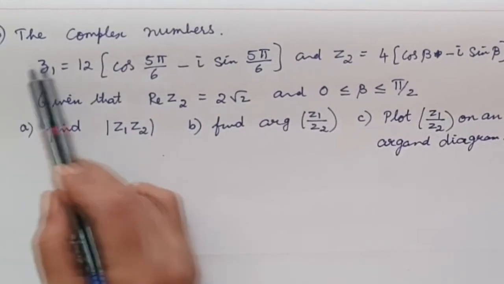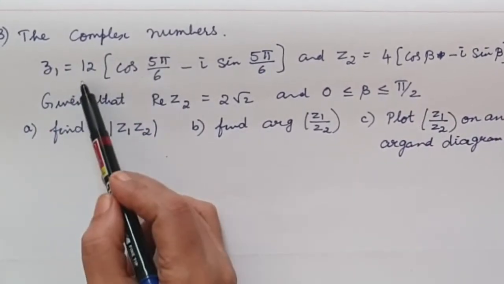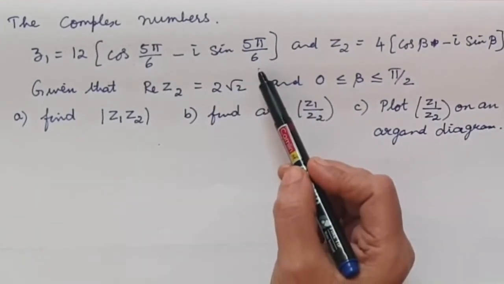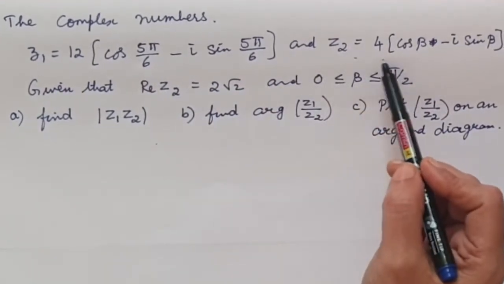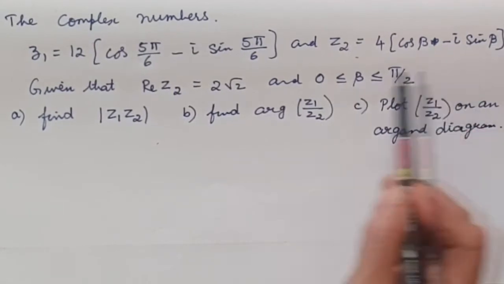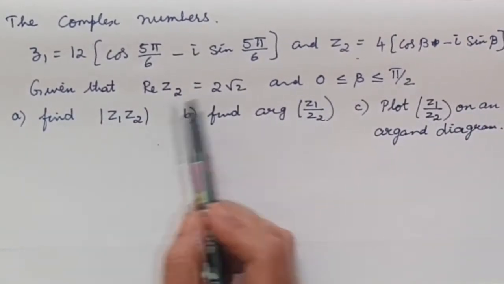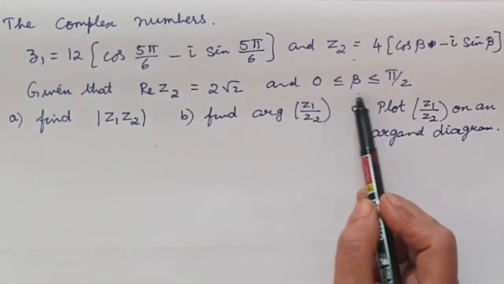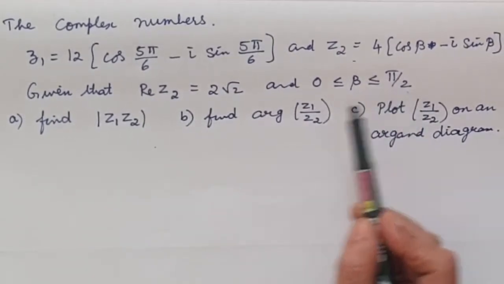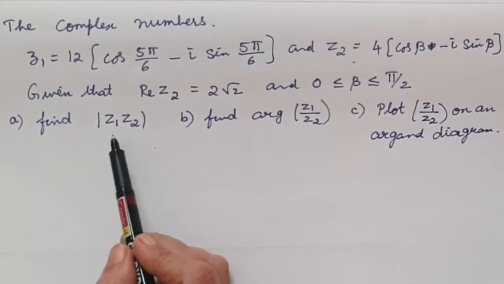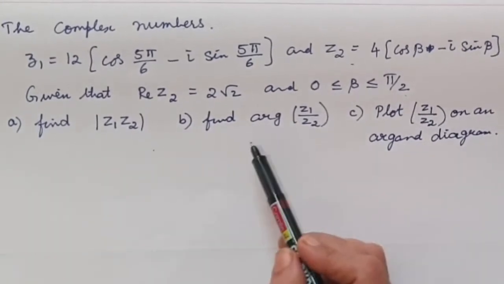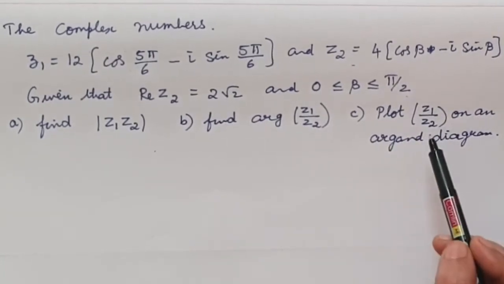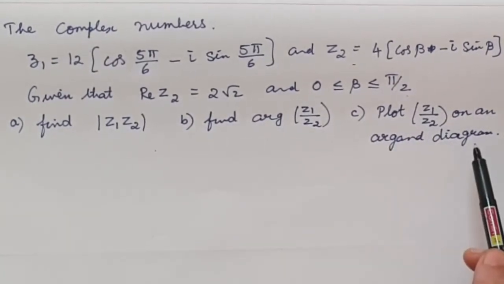The third question: the complex number z1 equal to 12 cos 5 pi by 6 minus I sin 5 pi by 6 and z2 equal to 4 cos beta minus I sin beta. Given that the real part of z2 is equal to 2 root 2 and 0 less than or equal to beta less than or equal to pi by 2. Find the magnitude of z1 multiplied by z2. Find the argument of z1 divided by z2. Then plot z1 divided by z2 on an Argand diagram.